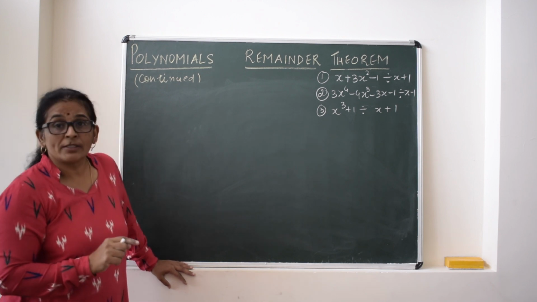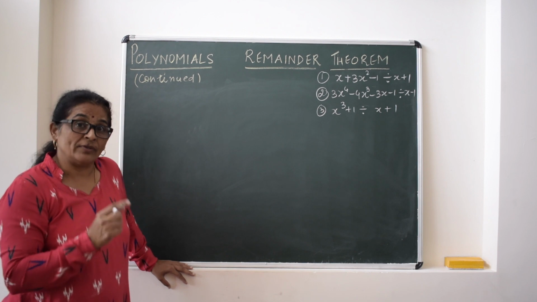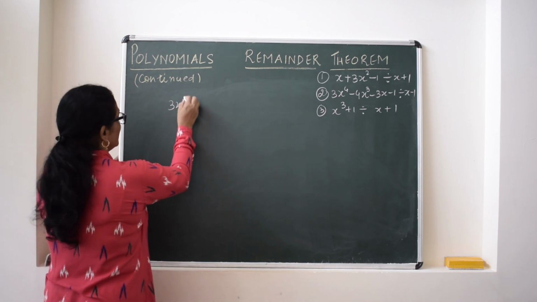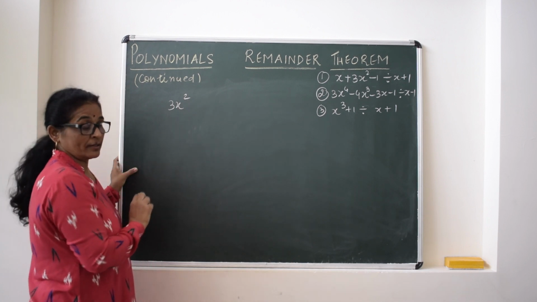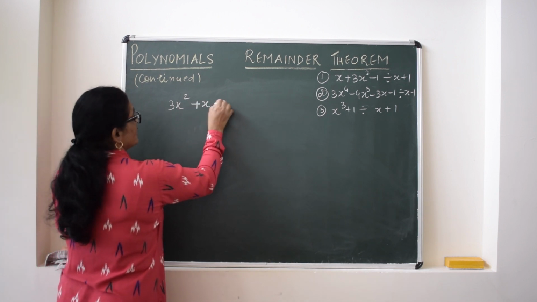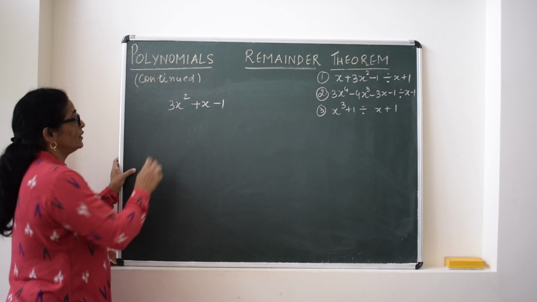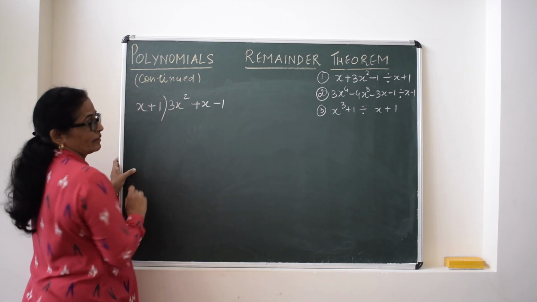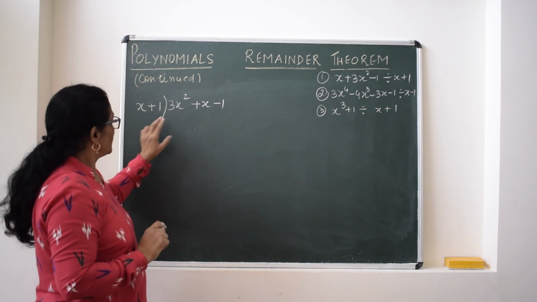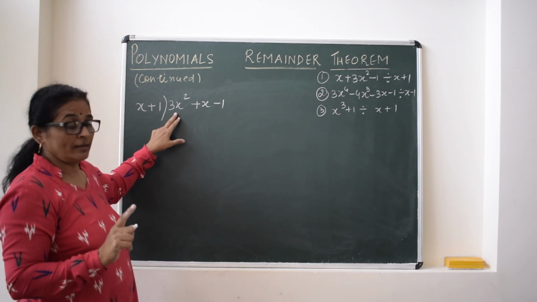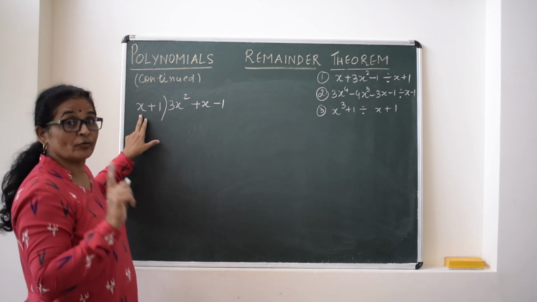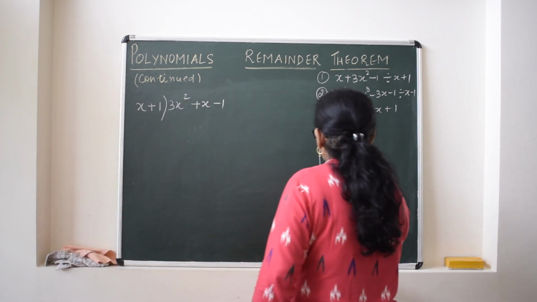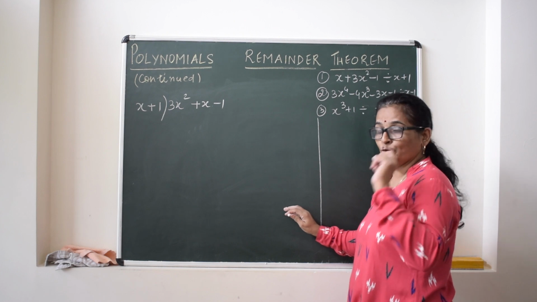So the first one is not given in the standard form, so we will standardize it. We will write the first term as 3x square because it has the highest power, plus x minus 1. It is to be divided by x plus 1. The process is, the first term of the dividend is to be divided by the first term of the divisor.